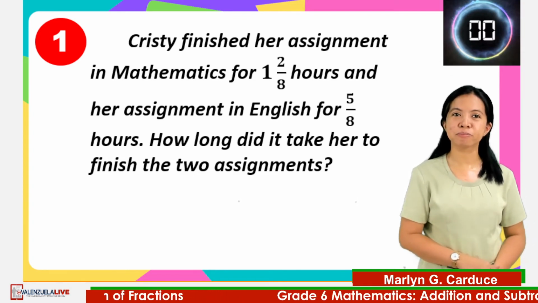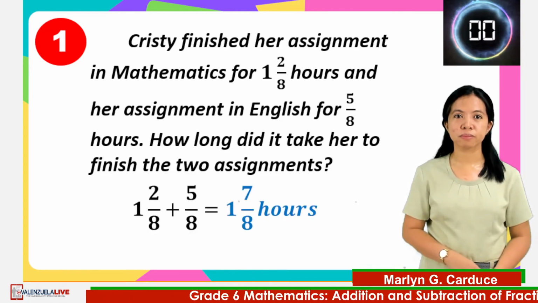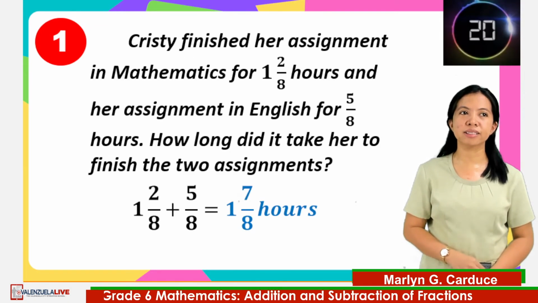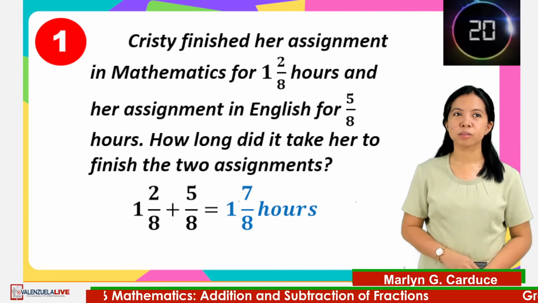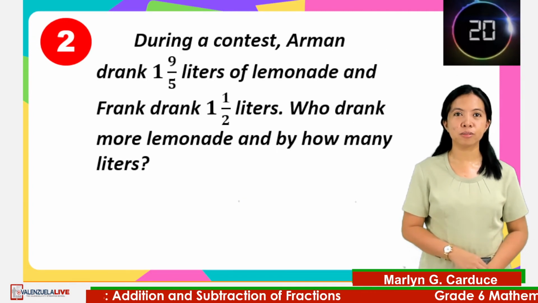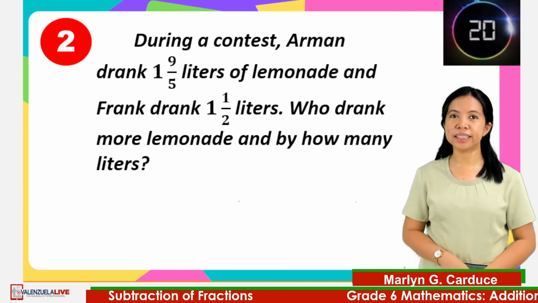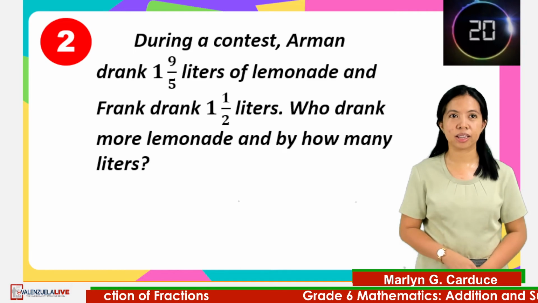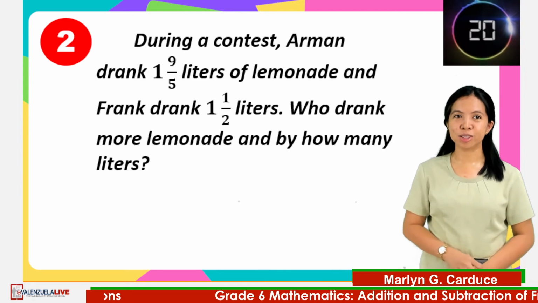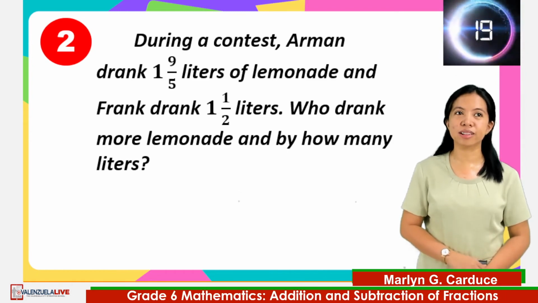Okay, time's up. So let's check your answer. Okay, so the correct answer is 1 and 7/8 hours. For problem number 2, during a contest, Armand drank 1 and 9/5 liters of lemonade. And Frank drank 1 and 1/2 liters. So who drank more lemonade and by how many liters? 20 seconds starts now.